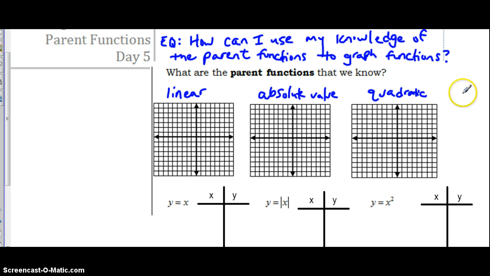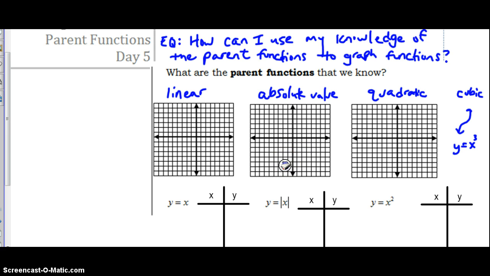And our 4th one that we learned last unit, I'm just going to write the word, is called the cubic. And we also learned the quartic. And remember the cubic goes something like this. So our cubic is y equals x cubed. We aren't going to do that one in depth, but I did want you to remember that one. So the 3 that we're going to do in depth are linear, absolute value, and quadratic.